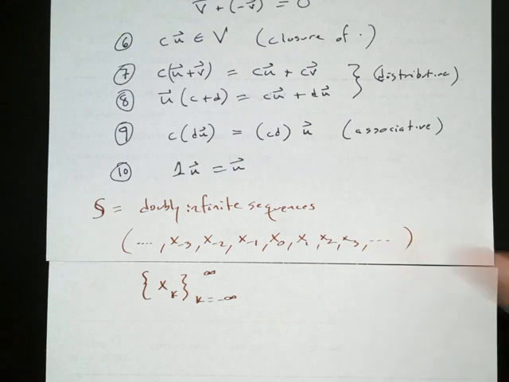Now, I don't tell you what these things are. They could all be 1s and 0s. They could be real numbers. They could be integers. It depends on what scalars I want to use. But if I have these things, then I need to have the 2 operations. I need to know, how do you add sequences? How do you multiply a sequence by a scalar?